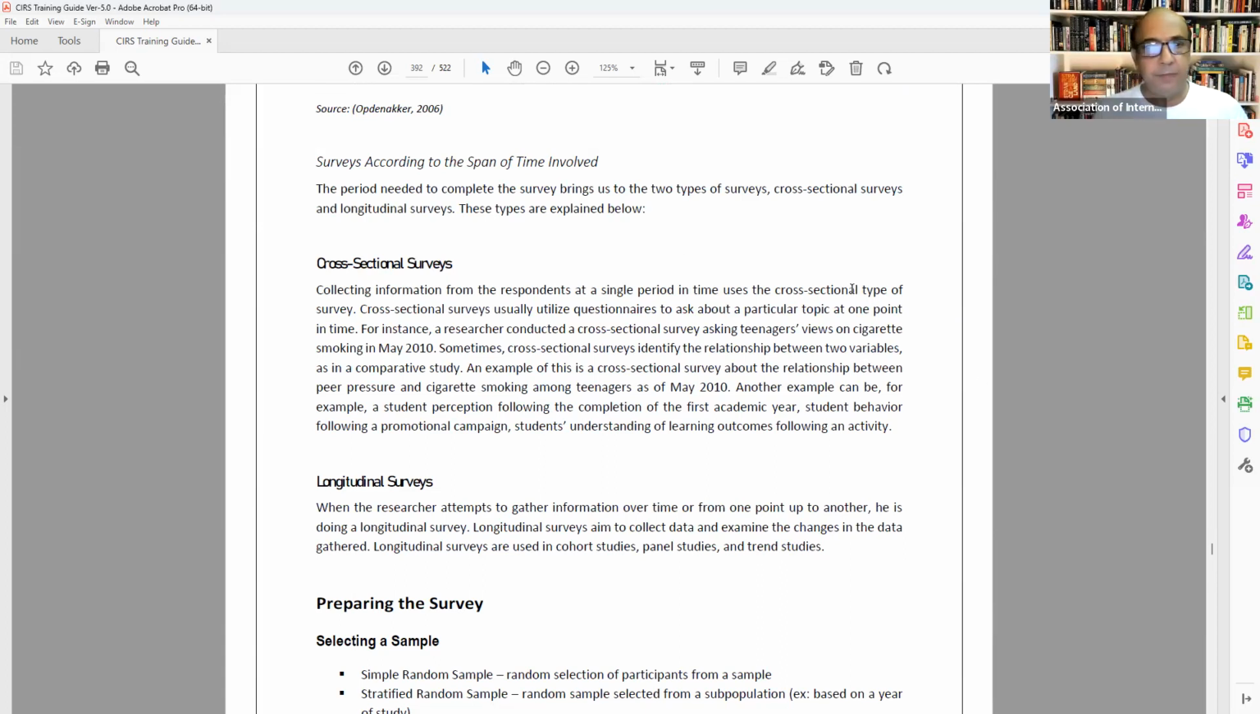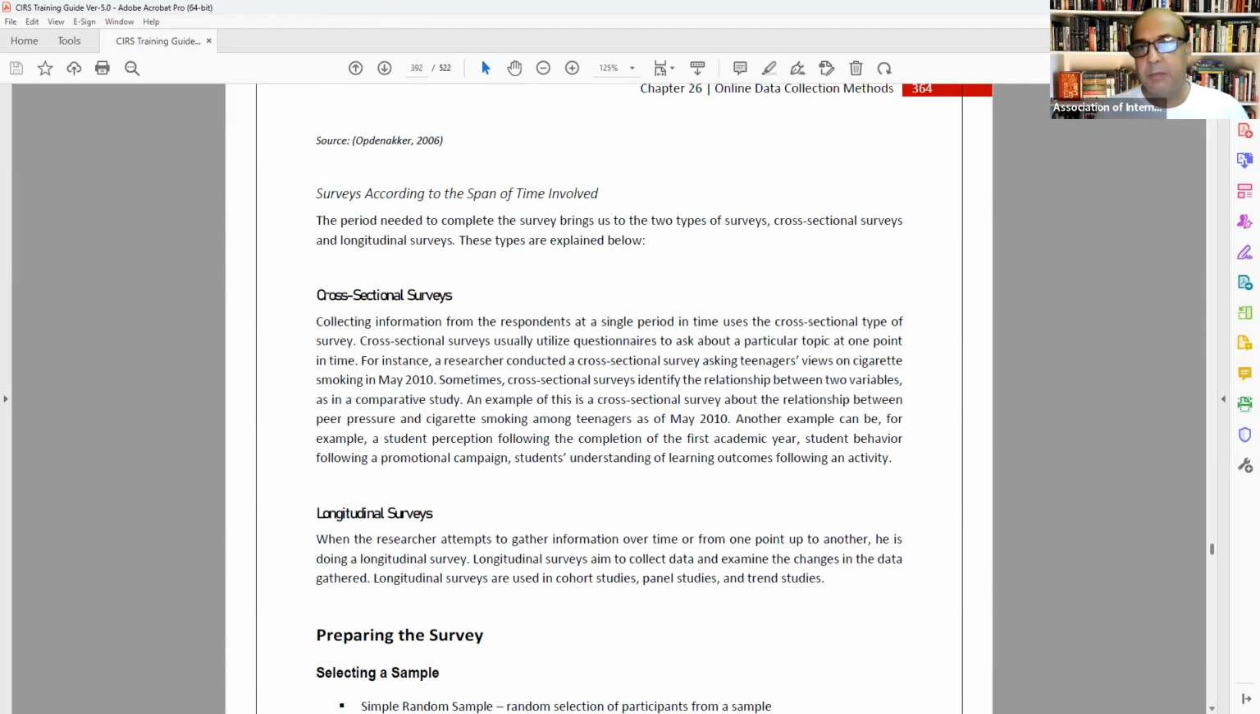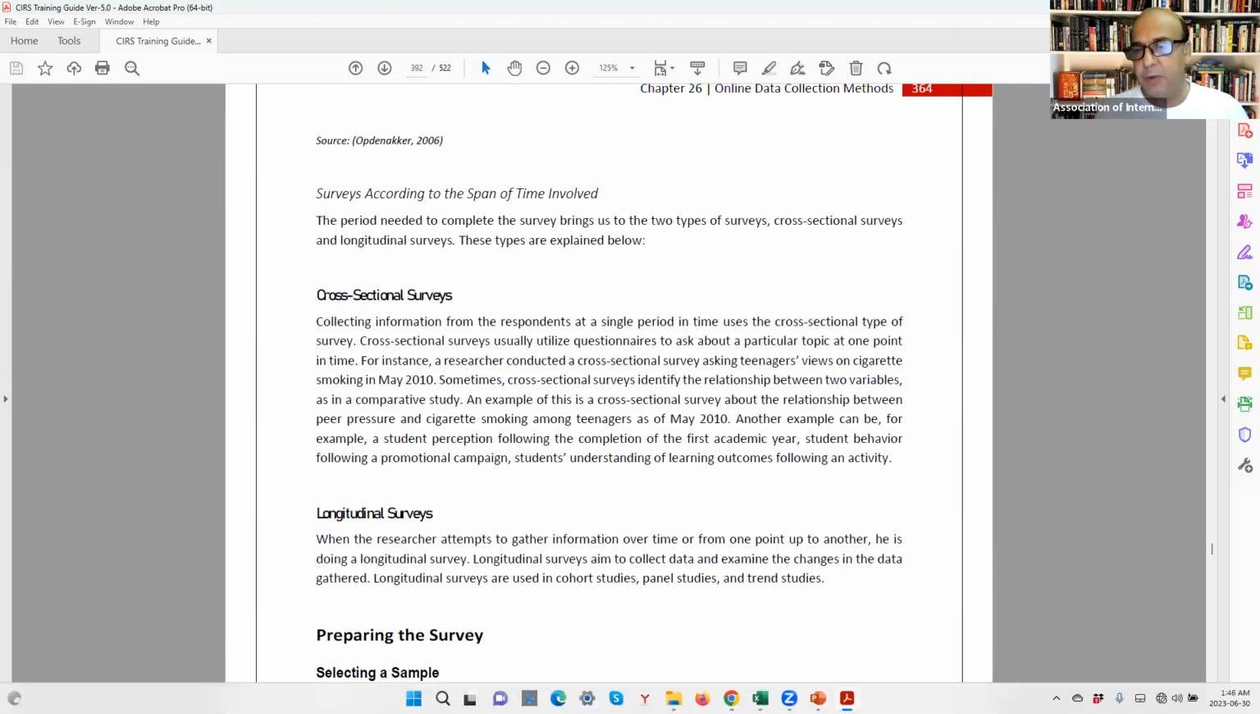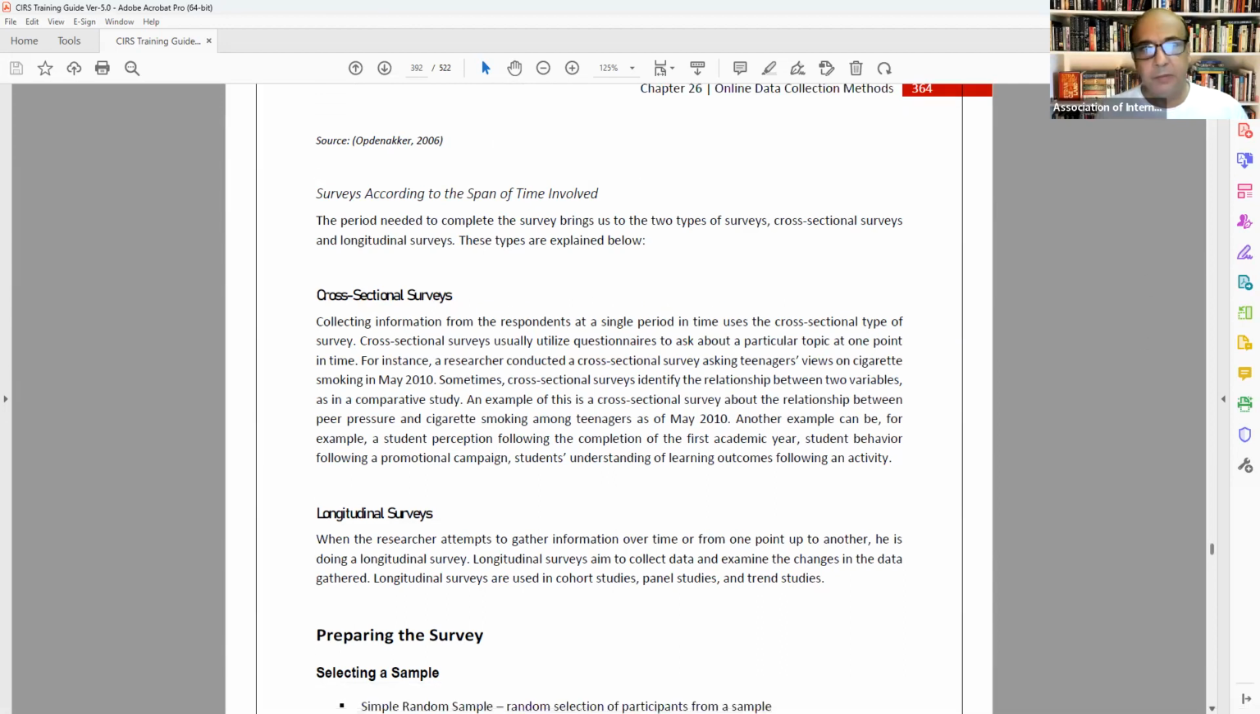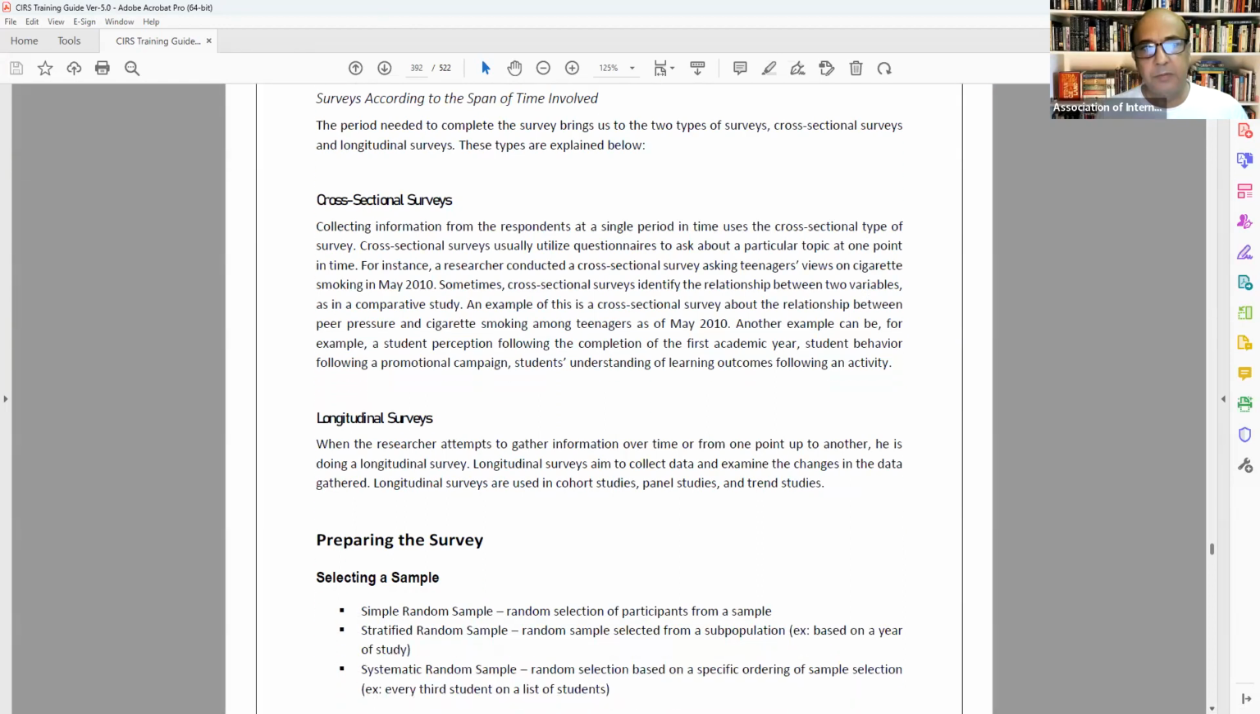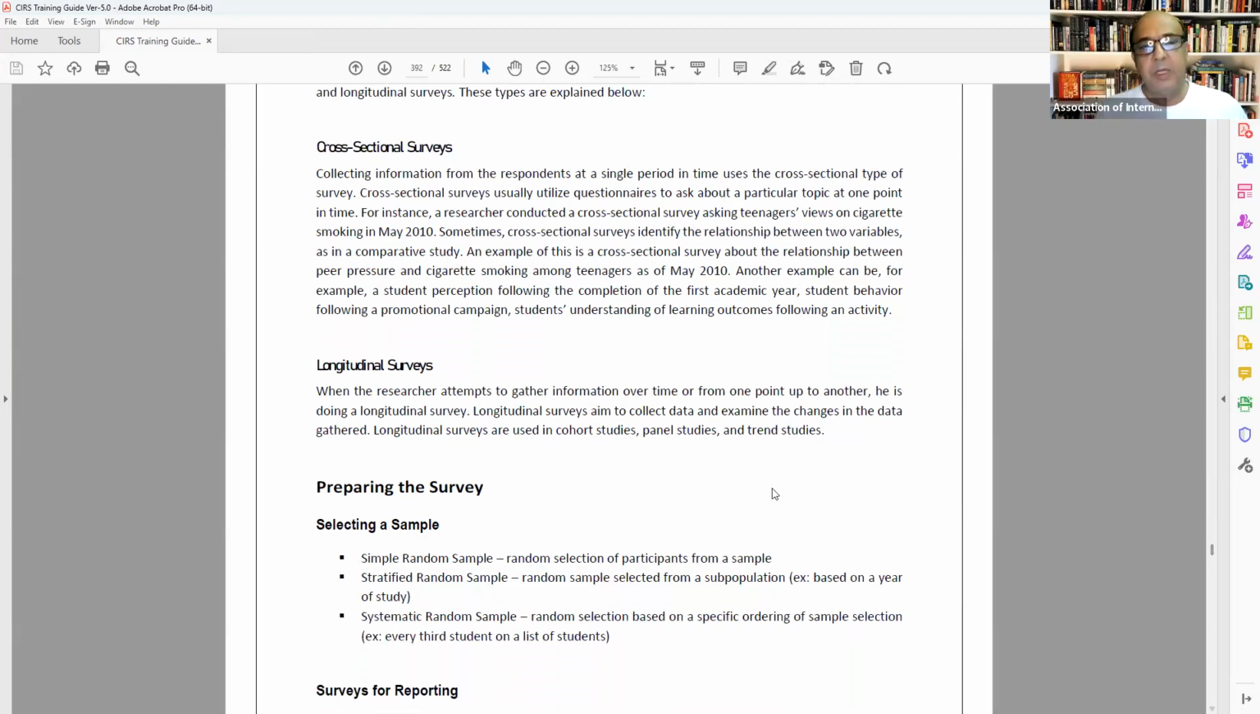So let's look at the page you have in your book. It's page number 364. There are two types of surveys that we will talk about. One is called cross-sectional and the other one is called longitudinal survey.